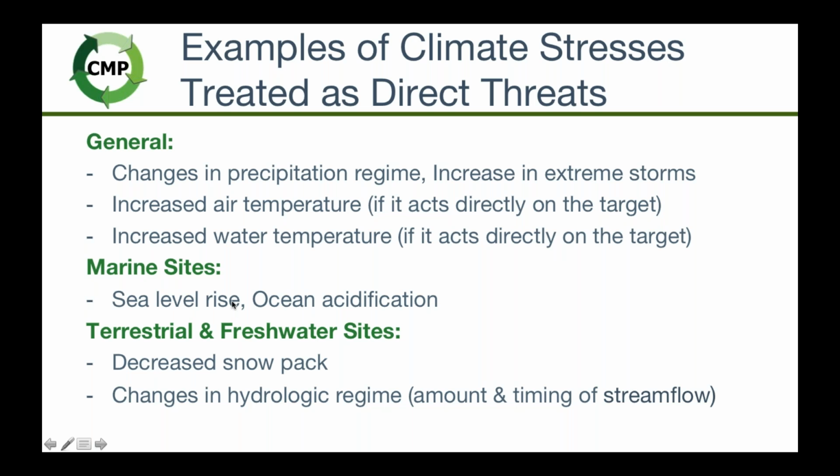In marine sites, sea level rise, as I mentioned with that last example, and ocean acidification. In terrestrial and freshwater sites, decreased snowpack and changes in hydrologic regime, like the amount and timing of stream flow. Let me stop there and see if that answers the question of which stresses to treat as direct threats, at least for now, based on the experience that we have. See if anybody has any other questions.